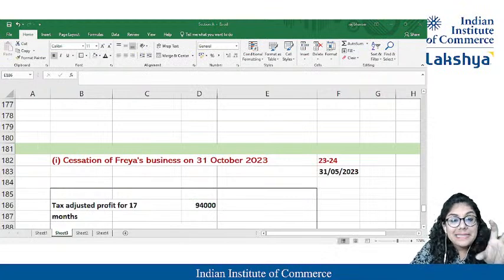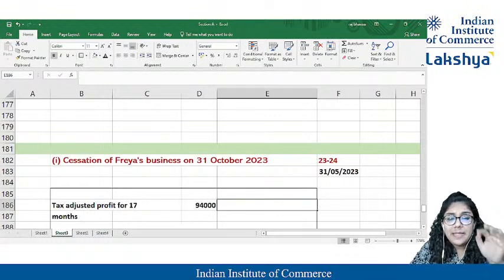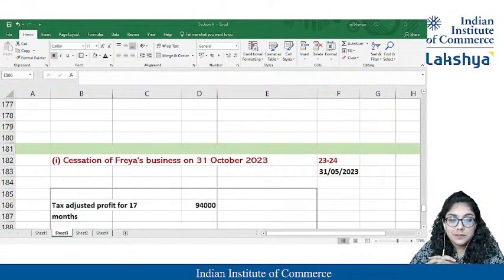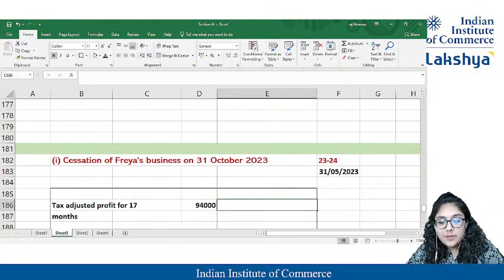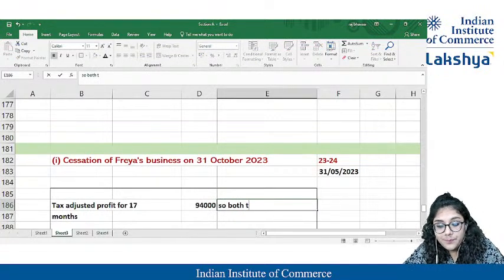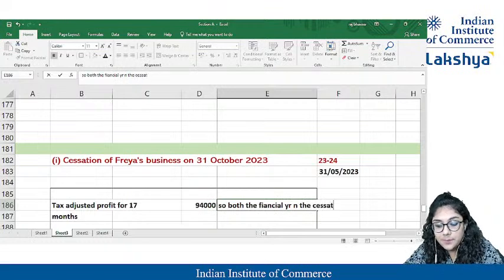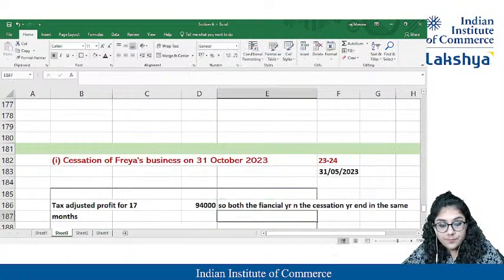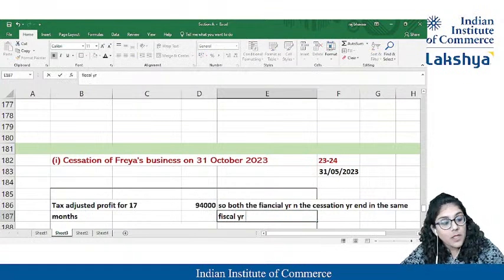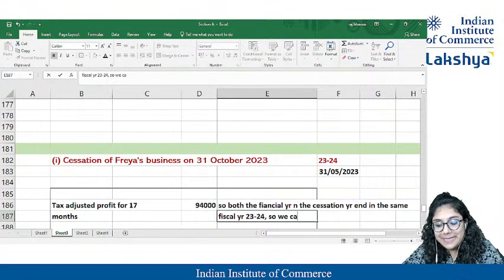Students, what should I do? This is FRERA's year ending on 31st May, and she has ceased her business. So I have to write everything as it is the last period. It's the same fiscal year, so it will be combined and merged for 17 months. Both the financial year and the cessation year end in the same fiscal year, that is 23-24, so we can merge it for 17 months.